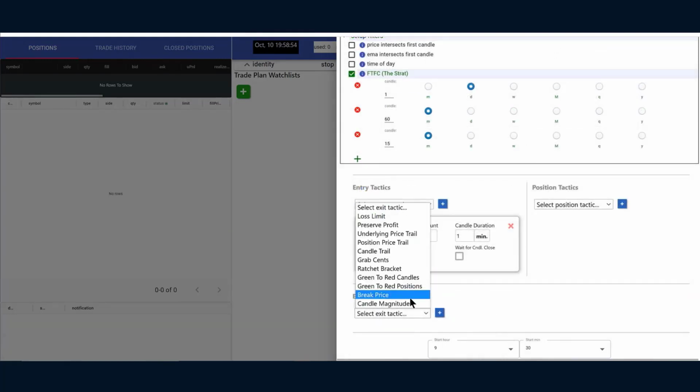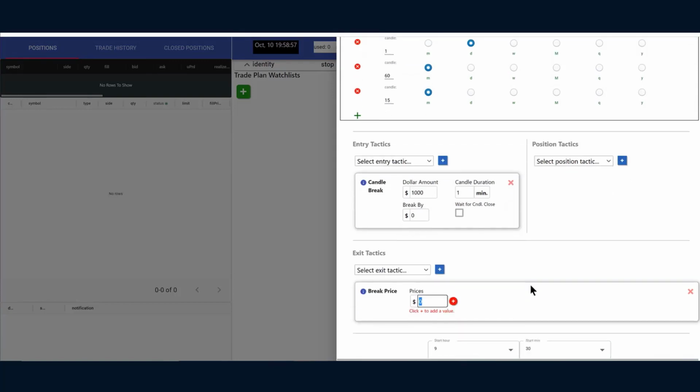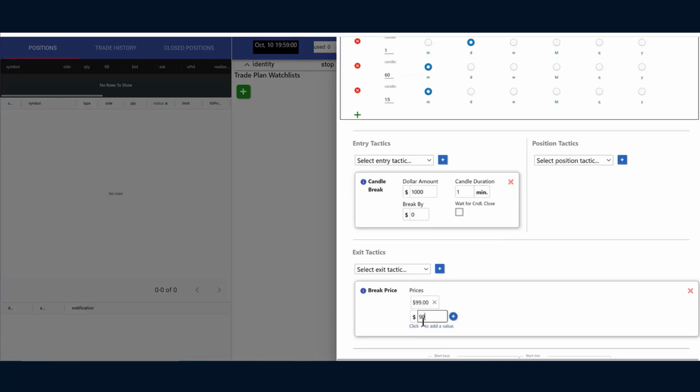Break price is a way to identify support or resistance levels, supply or demand zones, and to exit if they fail to hold as expected. Because you don't know what level a trade plan may enter at, you are able to provide multiple price levels to use as exits, and the nearest price will be used as your stop for that position.